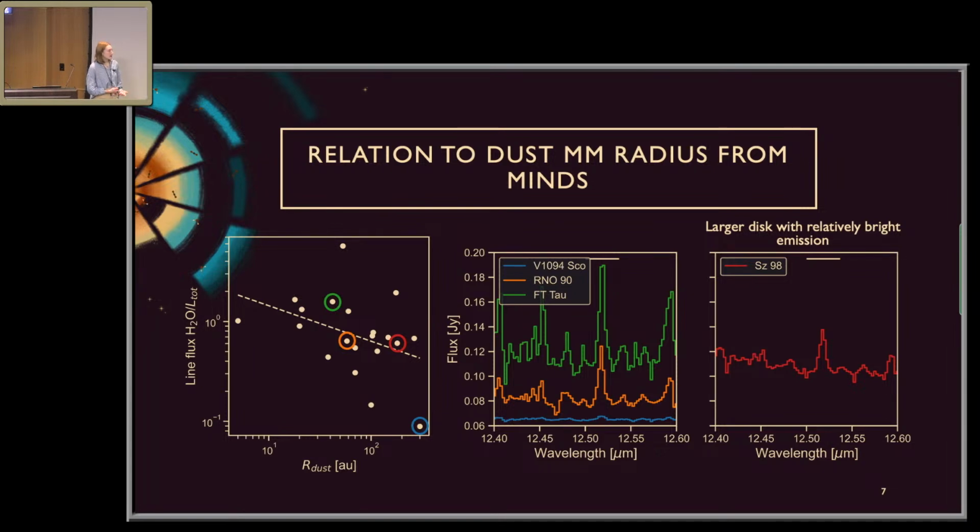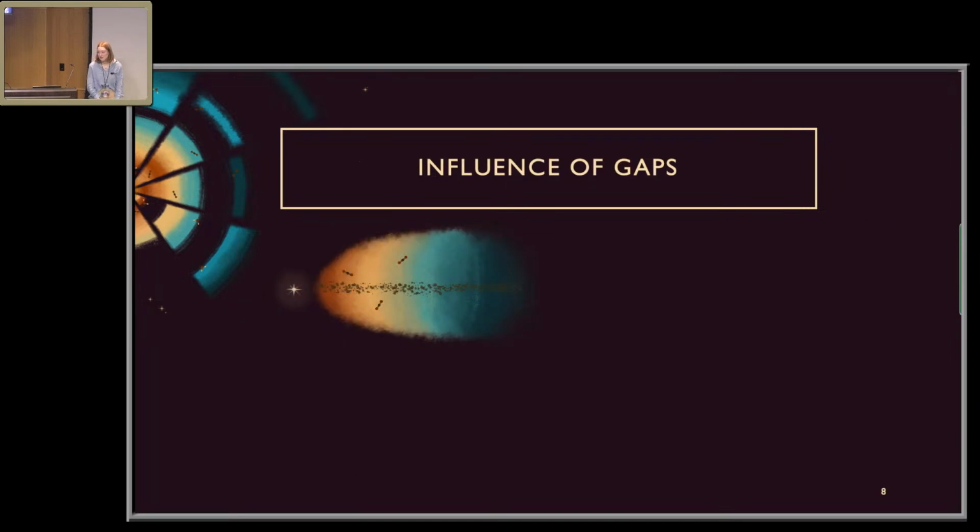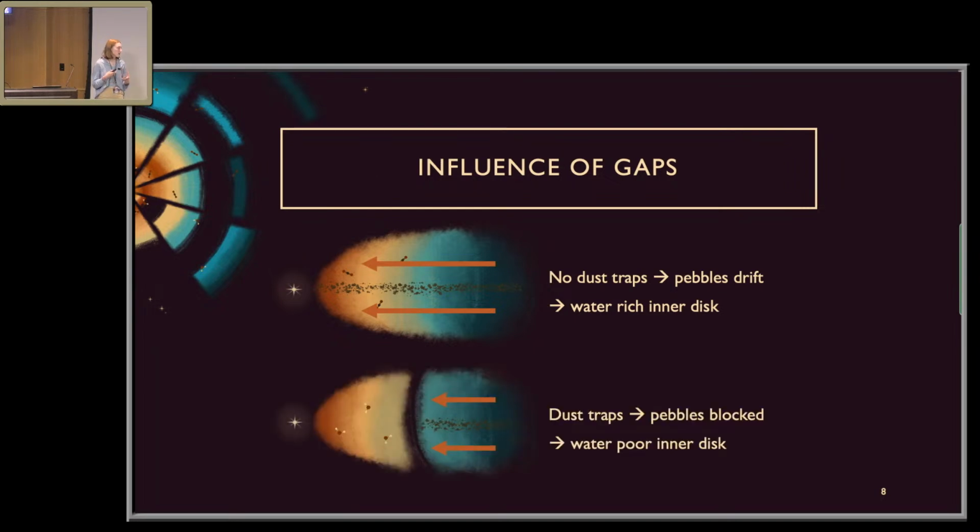And we think that this might be due to the influence of gaps. If you have a full disk, the pebble drift is unobstructed. So there's no dust traps, the pebbles can freely drift inward, and you will get a water-rich inner disk. However, if you introduce a gap, the dust is trapped, the pebbles might be blocked, and part of this inner disk would not be replenished in water.